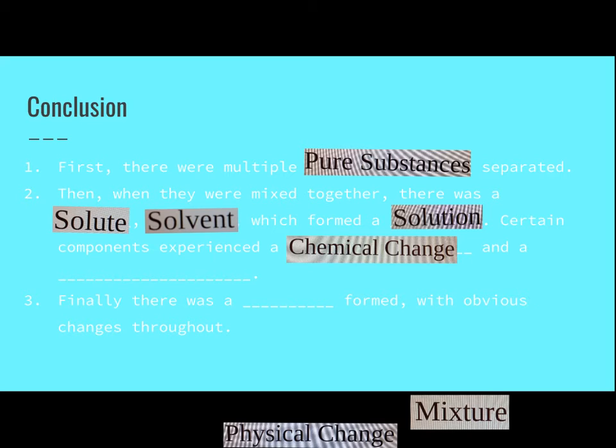Okay, sorry, I can't get that, but just to let you know, it says physical change.